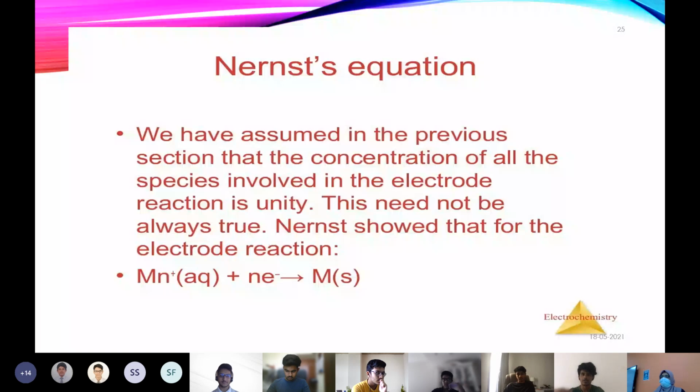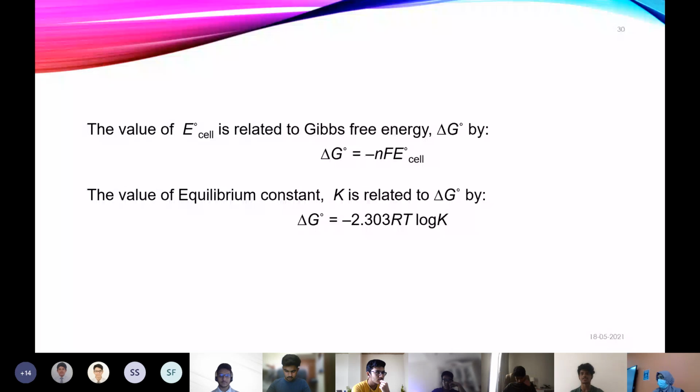What you will calculate using the Nernst equation. What are you calculating using the Nernst equation? Yes, Muzammil, what will you calculate? The Nernst equation is used to calculate what? Cell potential, at what condition? Otherwise you can calculate cell potential as E cathode minus E anode, right? It is E cathode minus E anode. But why do we use the Nernst equation then?